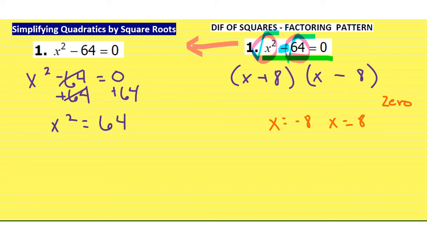And then how do we undo a square? Well, we undo a square with a square root. When we square root both sides, on the answer side, we must put a plus or minus. There will be two possible answers there.